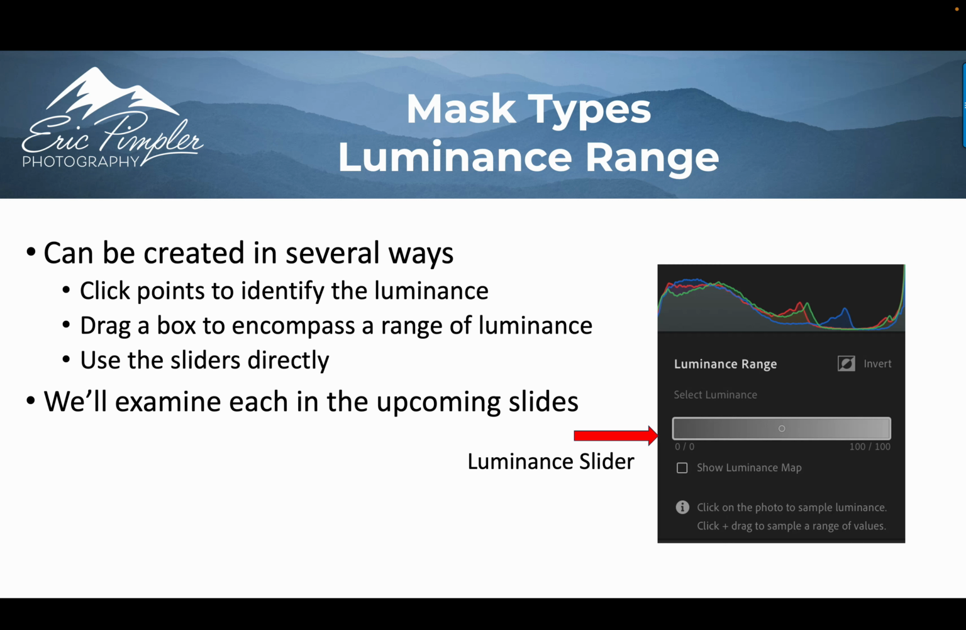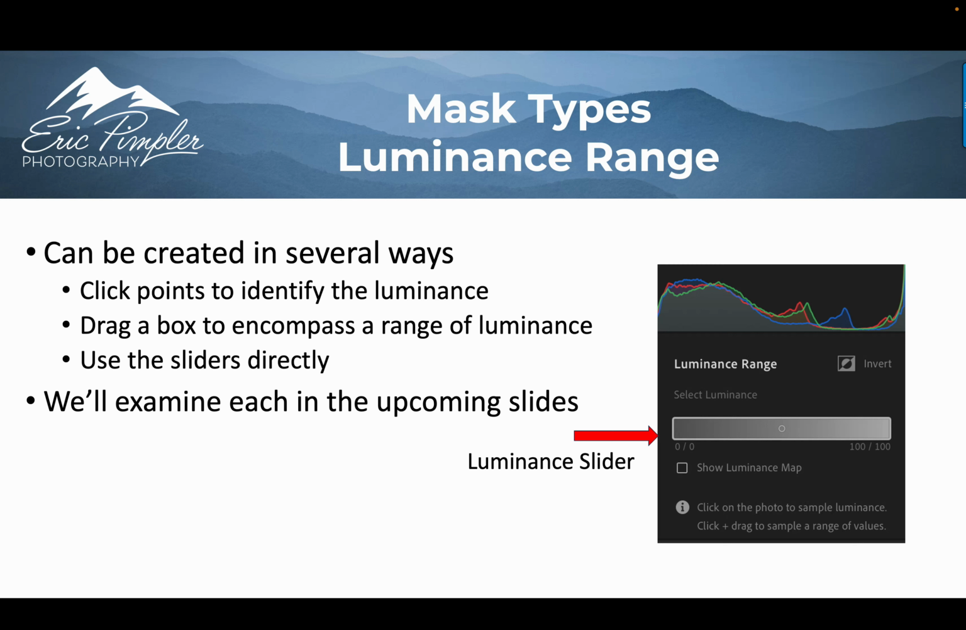All right, so there are multiple ways that you can create a luminance range mask. Ultimately, the way that you create one depends on your personal preferences. When I go into demonstration mode, I'll illustrate several different ways to create these. One way is to simply click points on your photo. Whatever the luminance value is at the point that you click, it'll isolate other areas in the photo that have that same luminance value. So that's one way of doing it.